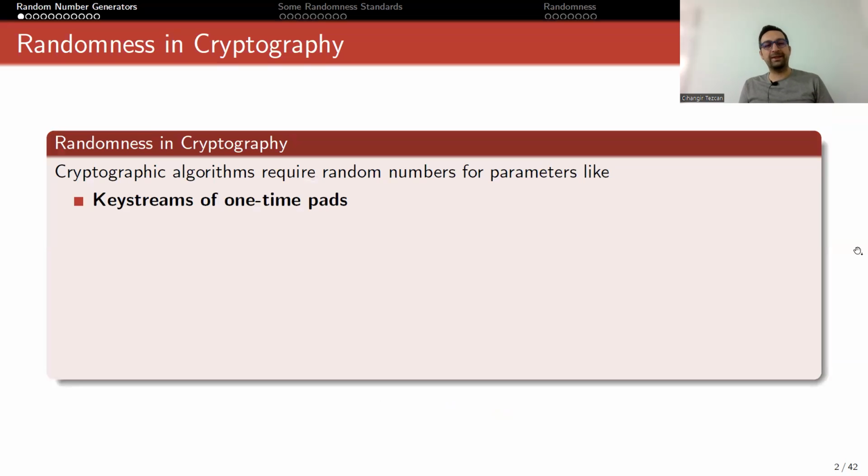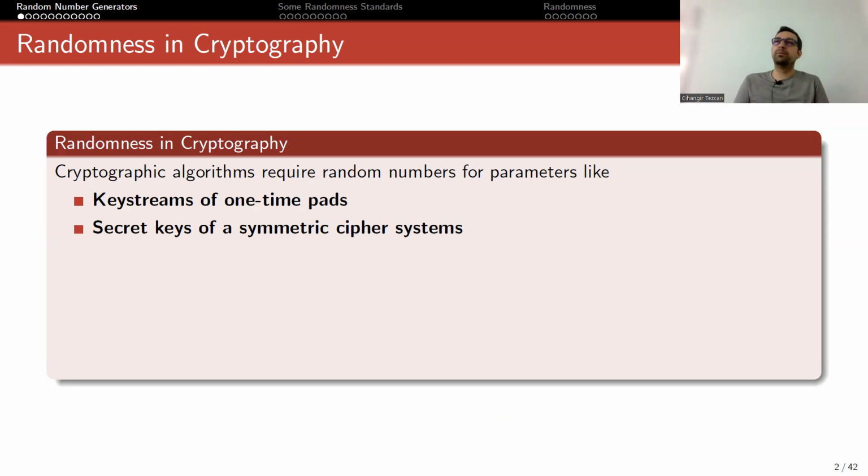So let me give some examples. Cryptographic algorithms require random numbers for parameters like, for instance, one-time pads. We said that they have to be random. Secret keys of symmetric cipher systems. This is important because every AES key has to be generated randomly. If you cannot generate it in a random way, then this means that you are not selecting it randomly from the whole key space, but you are focusing on a smaller subset, which actually allows the attacker to break it in a faster way, because this reduces the exhaustive search attack time complexity.